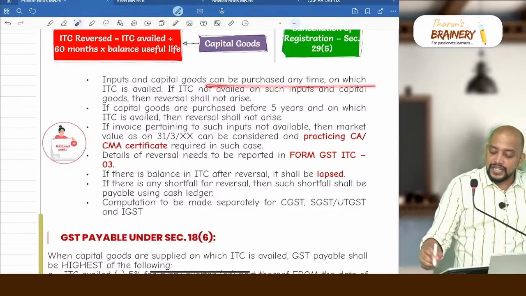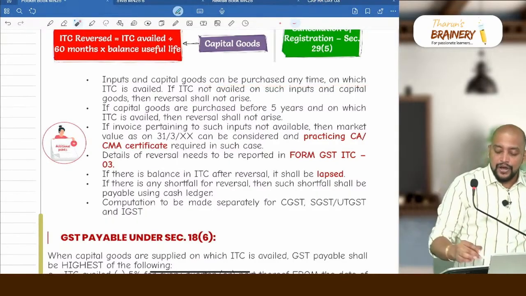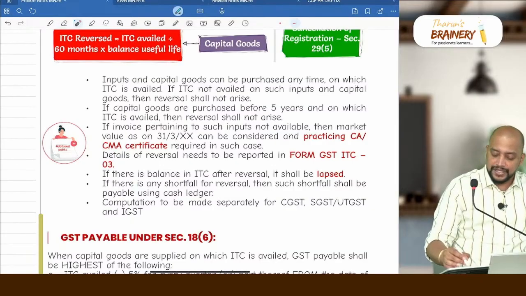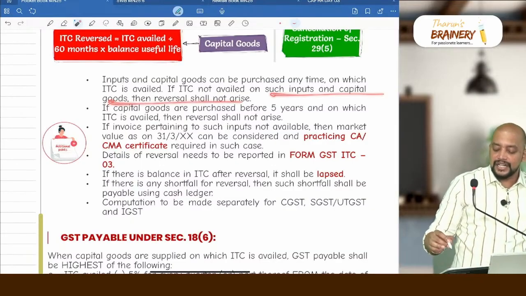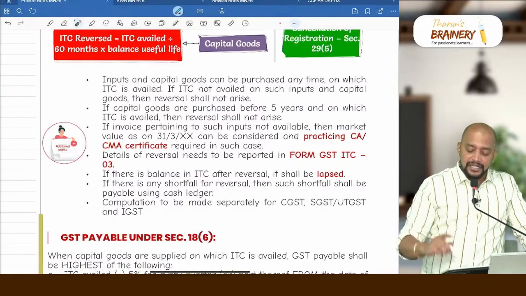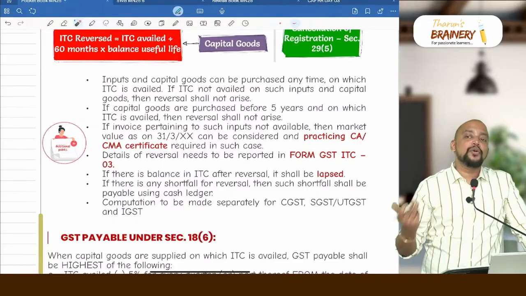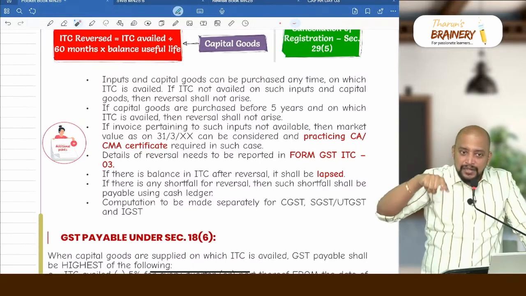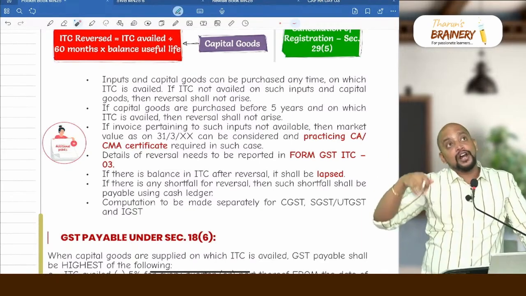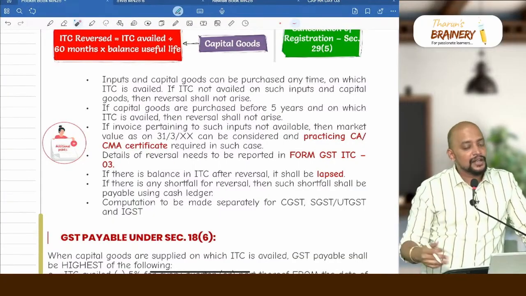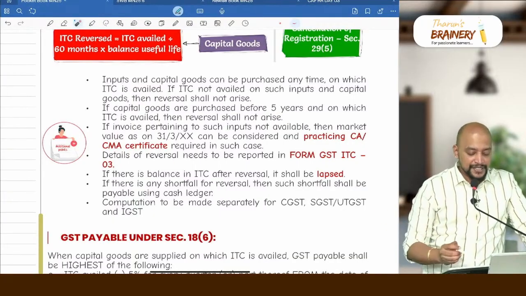Inputs and capital goods can be purchased any time on which ITC is availed. If ITC is not availed, then you don't have to reverse. On such inputs and capital goods, reversal shall not arise. If capital goods were purchased before 5 years, then the life is already over. The original ITC availed is divided by 60 months into the balance life. Beyond 5 years means 5 into 12, 60 months, over. So therefore there won't be anything to be reversed.